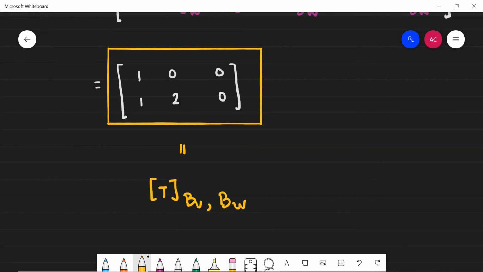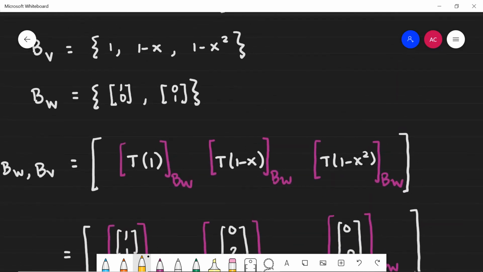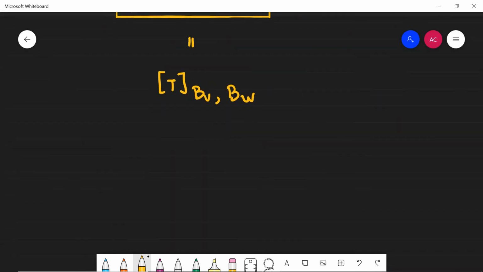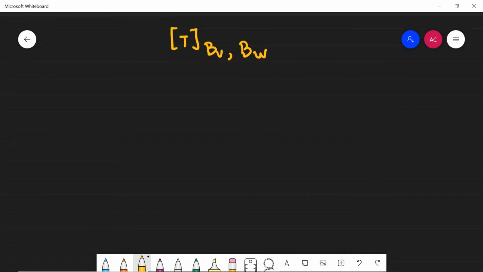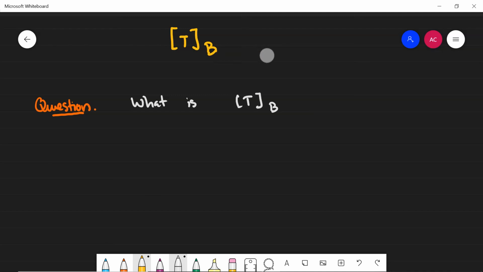Now, what you can do is ask yourself the following: how would this matrix representation of T change? Here's our question. Whoops, I goofed up over here. I need B sub W appearing first here. That was a mistake. So I need B sub W and then B sub V.